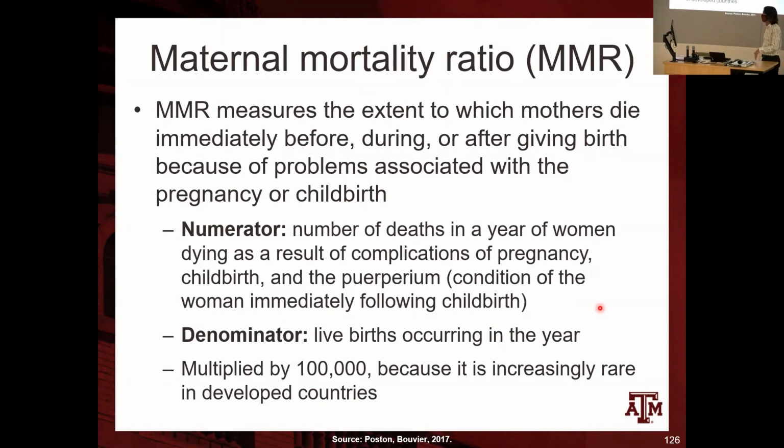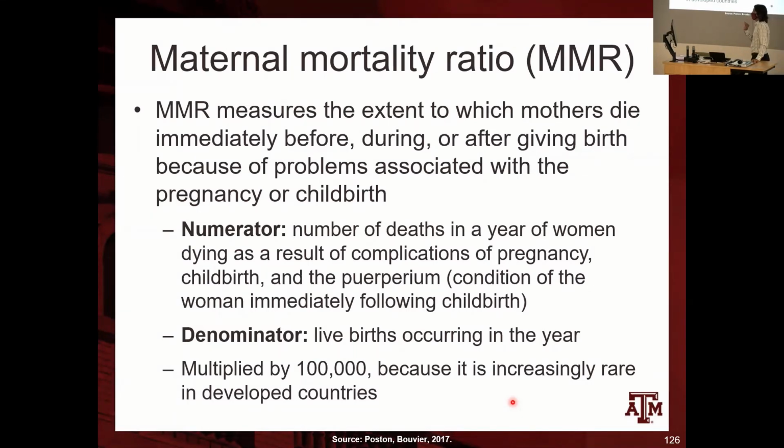of women dying because of complications of pregnancy, childbirth, and puerperio, which is the condition of the woman immediately following childbirth. So it can be during pregnancy, childbirth, or after that. What's the denominator? The number of live births occurring in the year. And in this case, we multiply by 100,000 instead of only 1,000 because this ratio is rare in several countries.